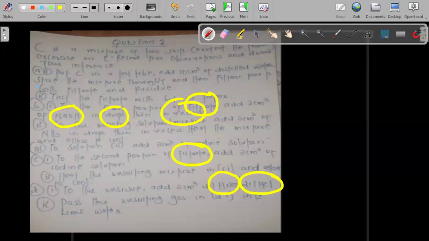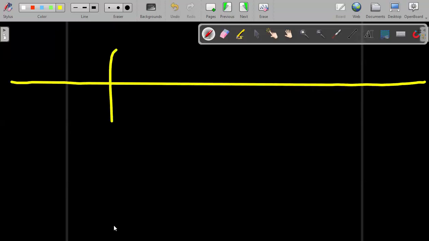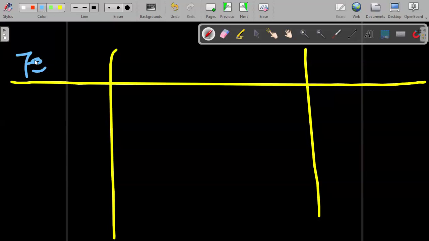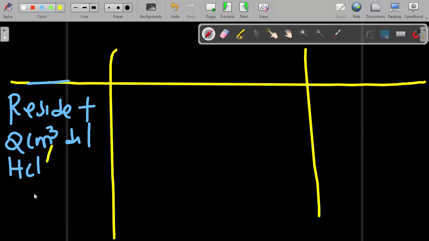So how do you present that? Present it this way. This is my test. I've gone through that process before, so the same process. I will have residue plus 2 cm cube dilute HCl, or you may be asked to use dilute HNO3, the same thing. The result will be the same.